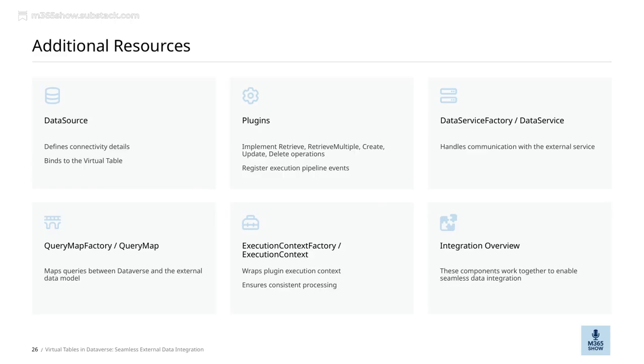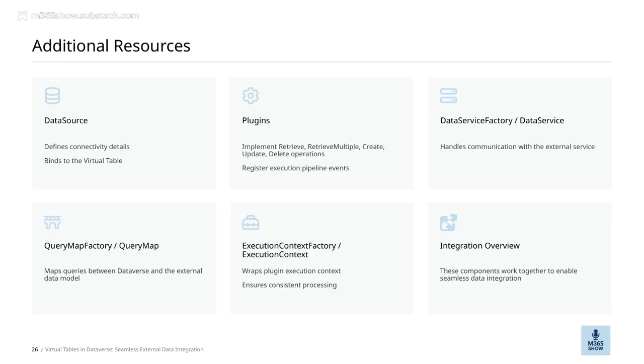The Data Service Factory and Data Service come into play by implementing core operations such as retrieve multiple, create, update, and delete. These are the standard data actions that applications perform, and these components ensure they are executed correctly against the external data source. Additionally, registering execution pipeline events is important because it allows us to hook into different stages of data processing, providing opportunities to customize or extend functionality as needed.